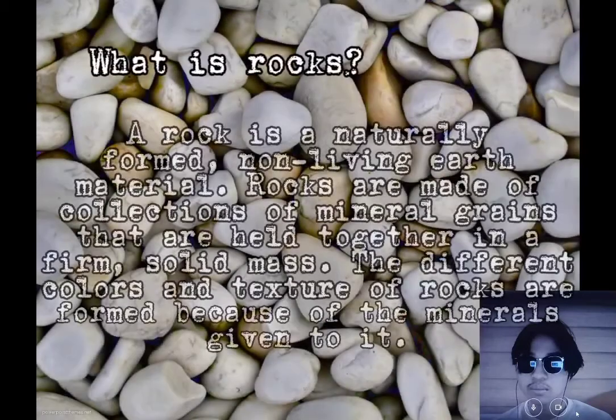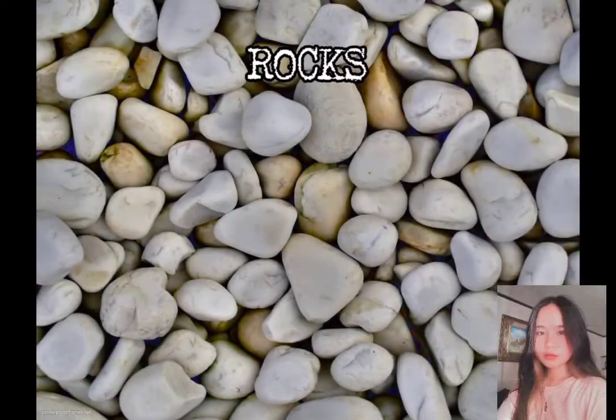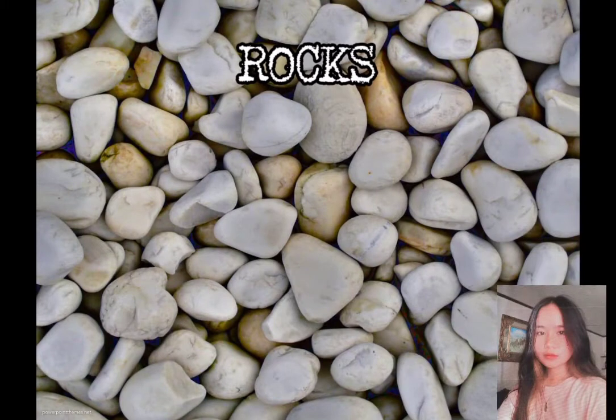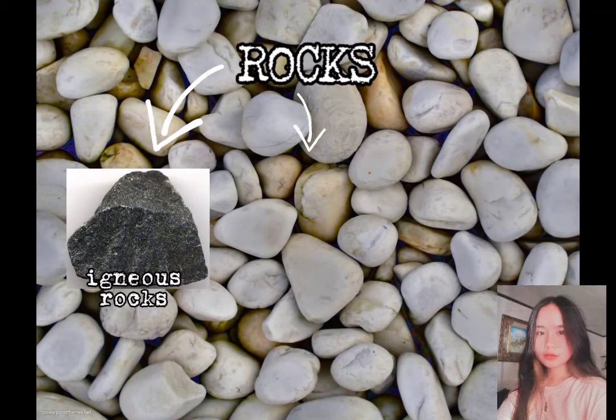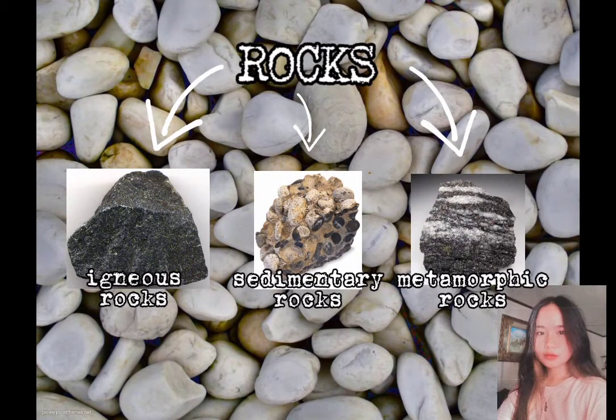What are rocks? A rock is a naturally formed non-living earth material. Rocks are made of collections of mineral grains that are held together in a firm, solid mass. The different colors and textures of rocks are formed because of the minerals in them. There are three types of rocks, and those are igneous rocks, sedimentary rocks, and metamorphic rocks.